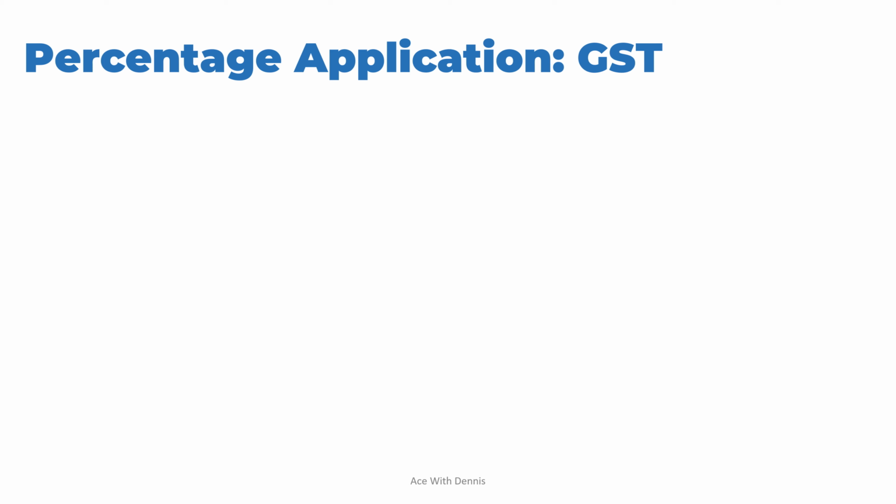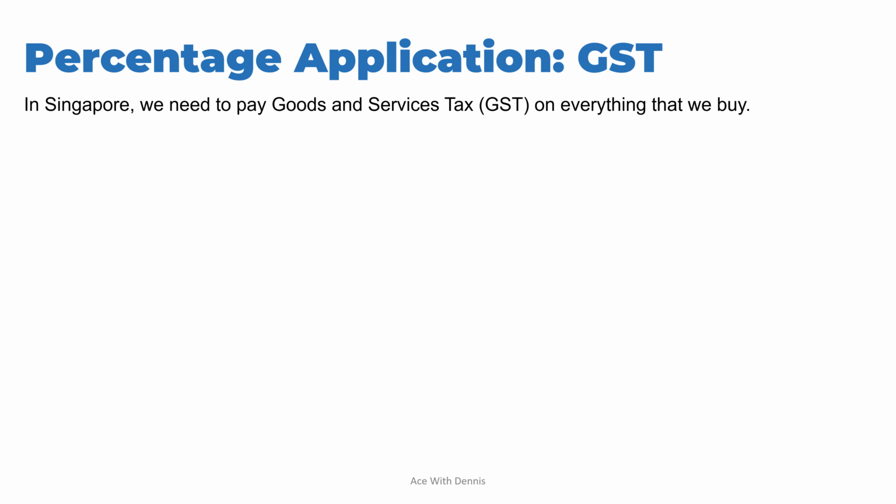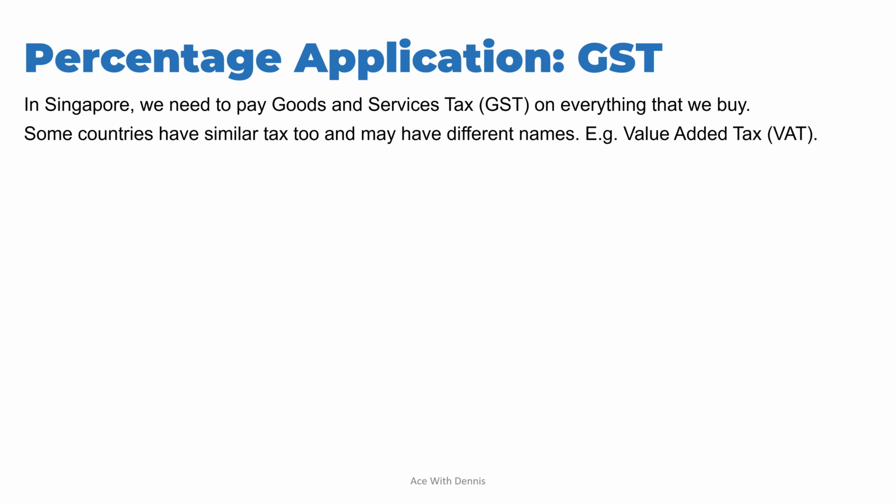All right, the next application of percentage that we want to talk about is GST. Whether you are aware or not aware about it, we have to pay GST. So in Singapore, we need to pay goods and services tax or GST on everything that we buy. Some countries have similar tax too and may have different names, examples like value added tax, VAT. As of today, GST in Singapore is 7%. Different countries have different tax rates. So if you are not in Singapore, you can check with your own country what the GST rate is.